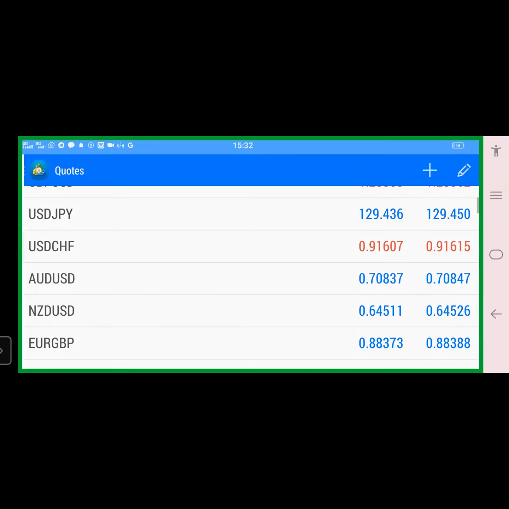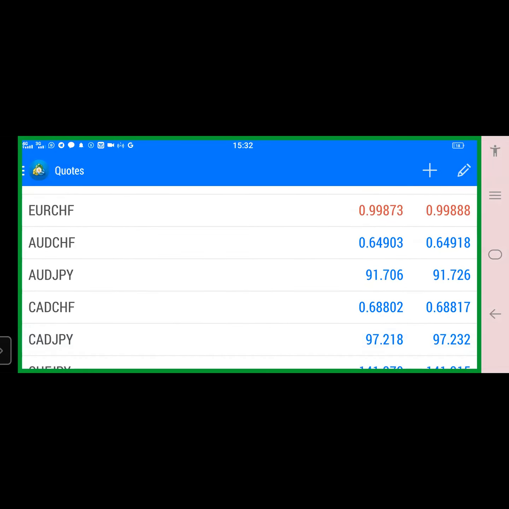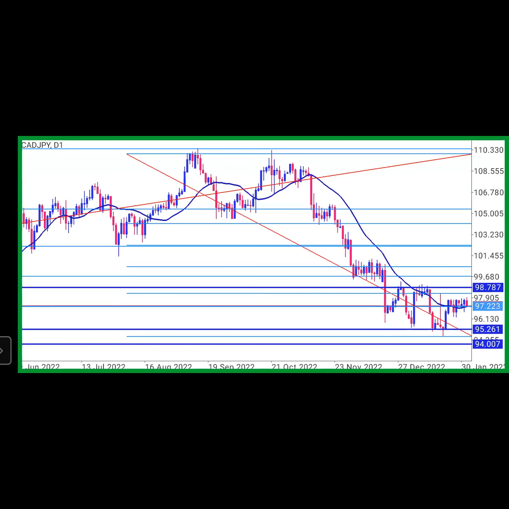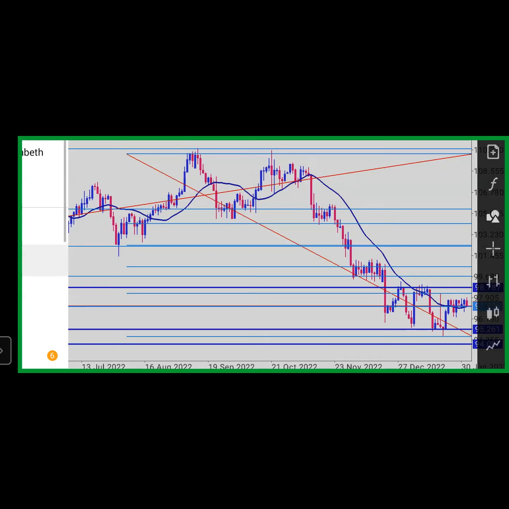So let me use another example. Let's see if we can find a downtrend. I don't want to confuse you with this. That one has broken out of the daily trend.